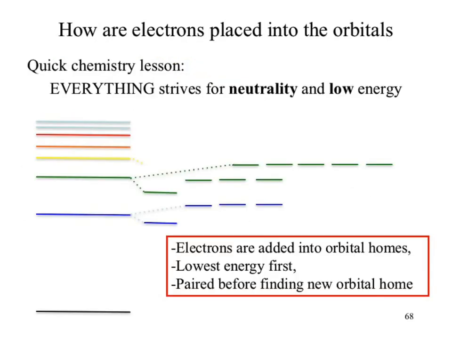We just drew all this out on the previous slide, so I don't want to redo it. Electrons are added into our orbitals. Lowest energy first, pair before finding a new orbital. This pairing before finding a new orbital will be an interesting question that we'll talk about when we talk about ionization energy, the beginning of the next unit. So just remember that.